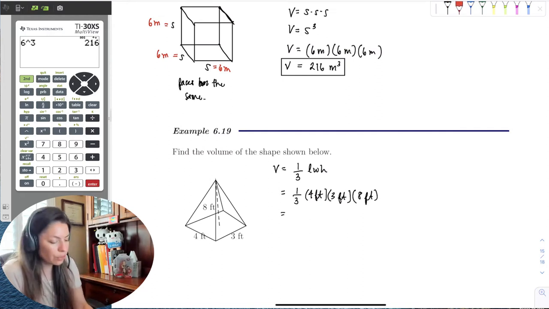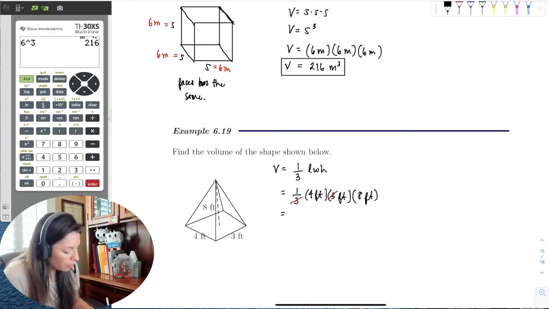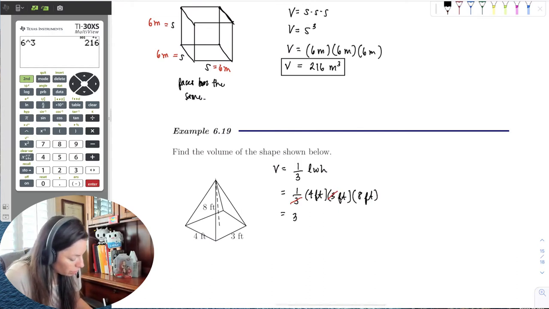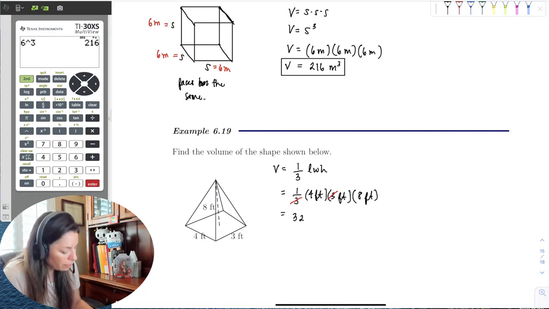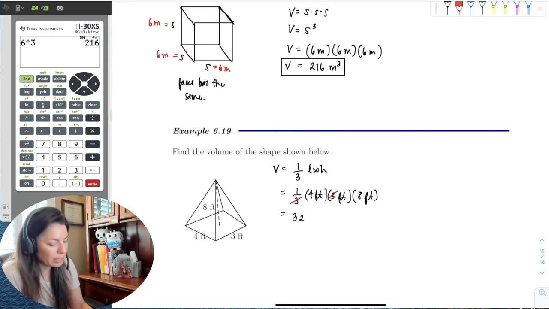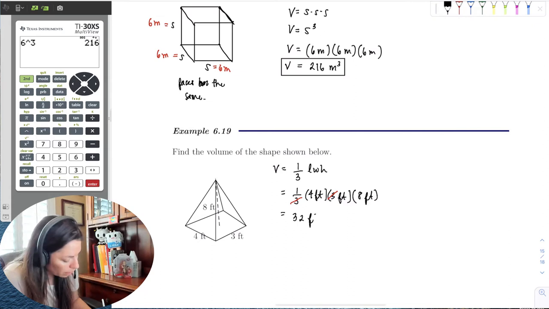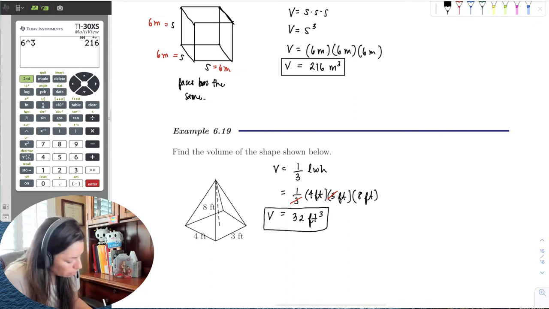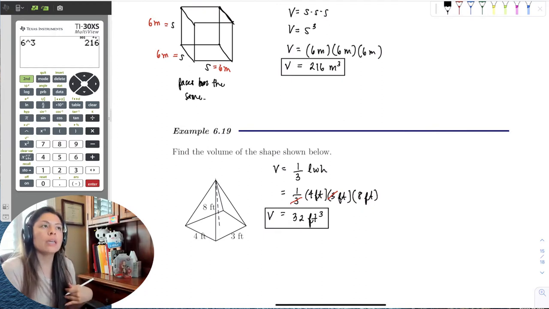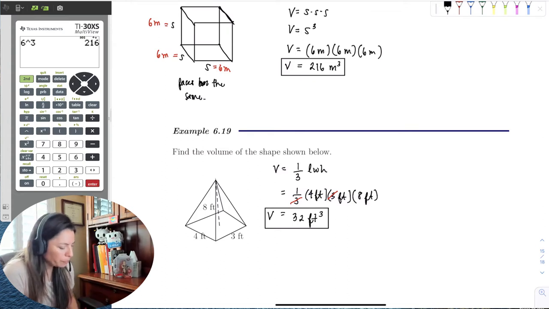I just want you to notice that we do see the third and the three reduce out, and we're left with 8 times 4, which is 32, but then the feet times feet still remains, so it's still cubic feet no matter what. So volume will always be cubic feet, or I should say cubic units, no matter what. But when you see the similarities, wherever you can reduce, you should use those techniques. That way it makes your multiplication a little more simple.